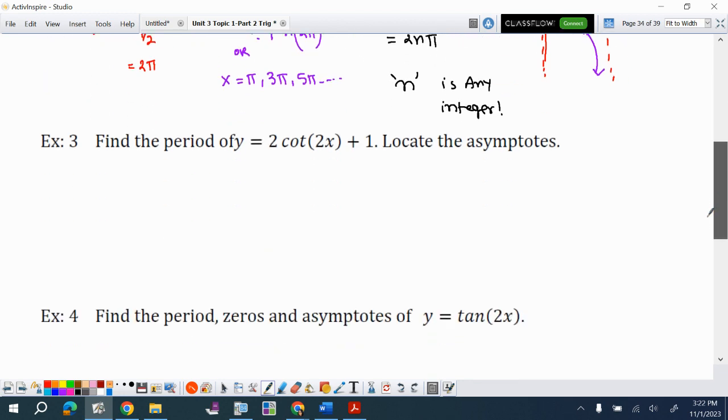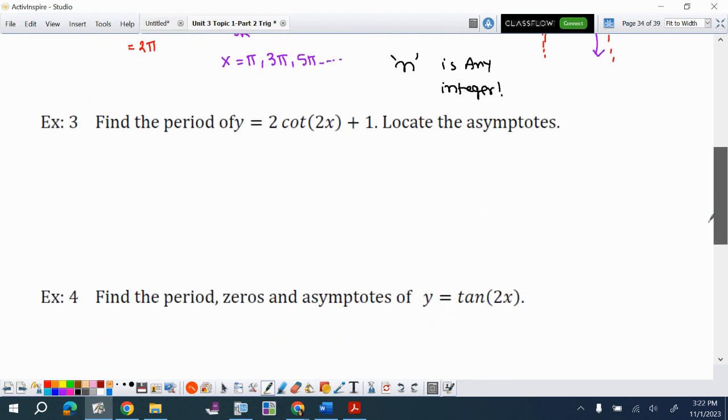Let's take a look at cotangent of 2x. If you shift vertically up, it's not going to make a difference, so let's not keep that. A vertical stretch by 2 also is not going to make a difference. So it's asking for only the period. The period is going to be pi divided by b, which is 2. So the period is pi over 2. Now we have to locate the asymptote.